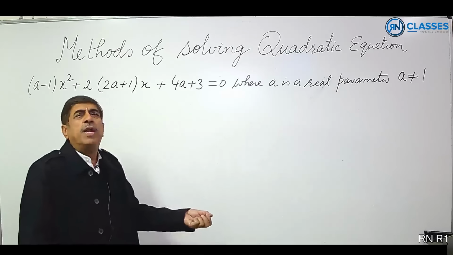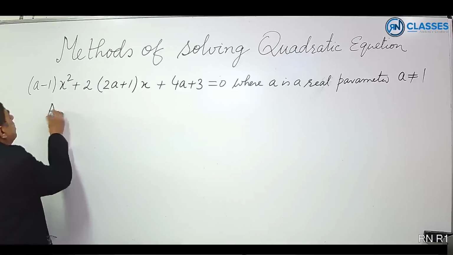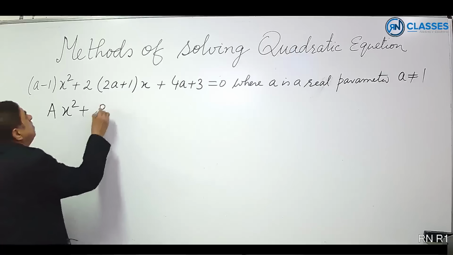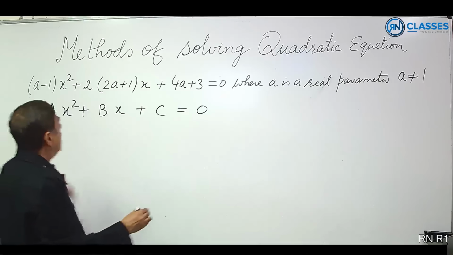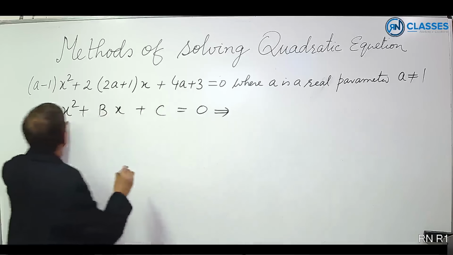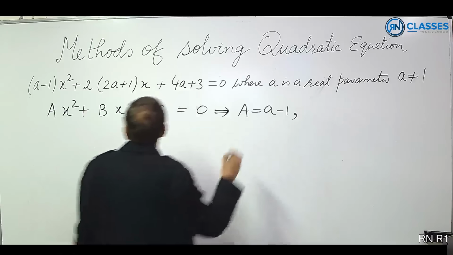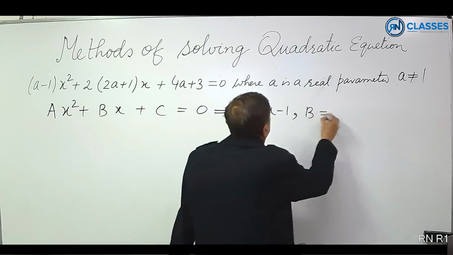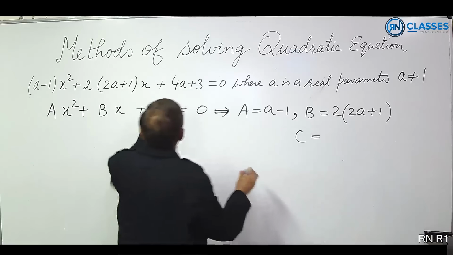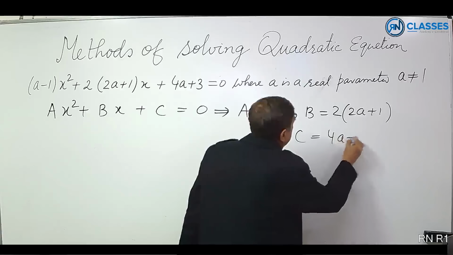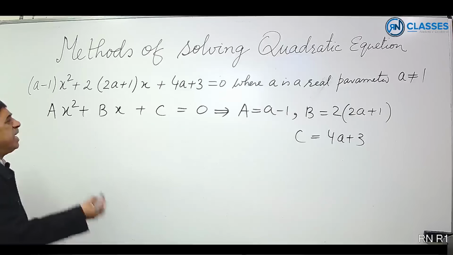Now, I am interested in solving this quadratic equation. Right? When we try to use the quadratic formula, we always compare it with the standard quadratic ax square plus bx plus c equal to 0. This gives you the value of a. Okay, tell me the value of a, coefficient of x square: a is equal to a minus 1. b is equal to 2 into 2a plus 1. And what is c? 4a plus 3. After writing this, I can apply the quadratic formula.